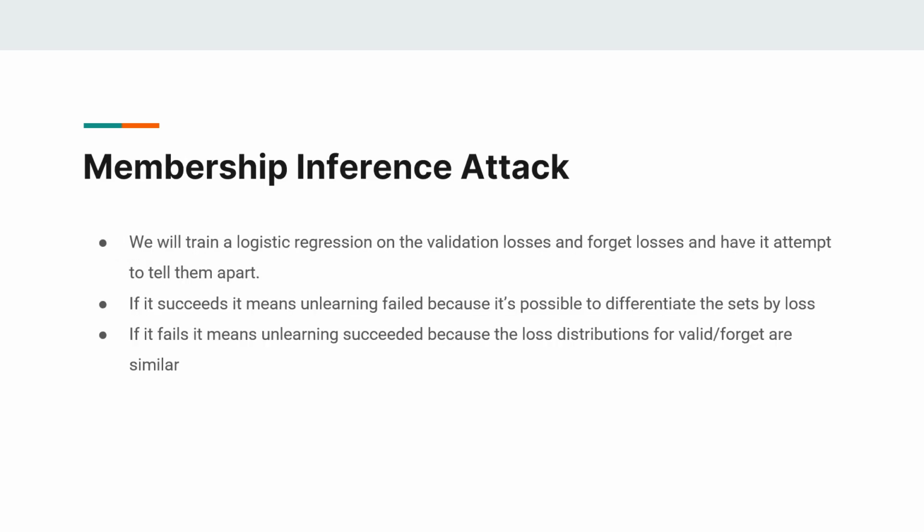So how the membership inference attack works is we're going to train the logistic regression on the validation losses and the forget losses and have it attempt to tell them apart. If it succeeds, it means unlearning failed because it's possible to differentiate the sets by loss. If it fails, it means unlearning succeeded because the loss distributions for valid/forget are similar.